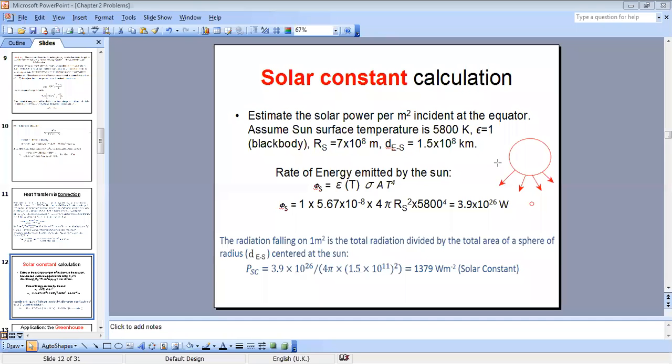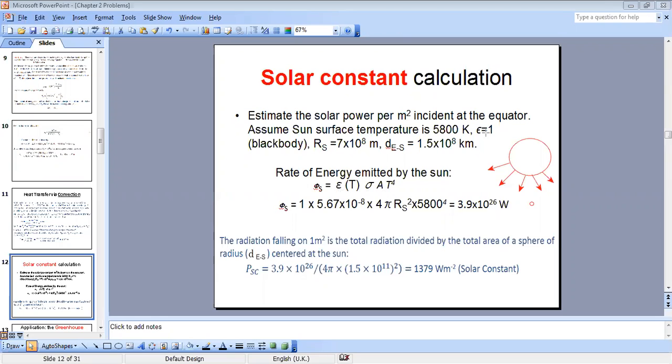Okay, so the sun is emitting a flux by radiation. The emitted flux by radiation from the source is calculated as follows: epsilon, which is the emissivity of the body, times the Boltzmann constant, which is a constant, times A, the area of emission, times T, the temperature of the surface.